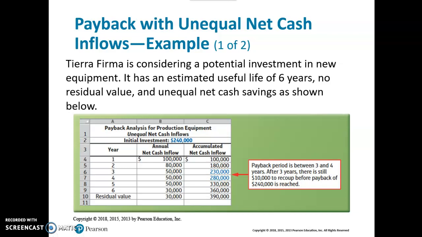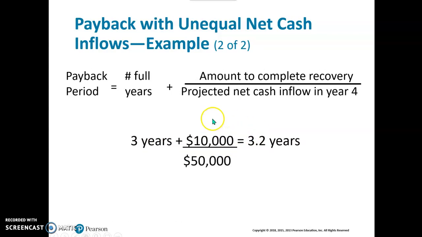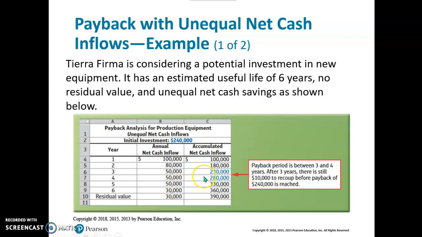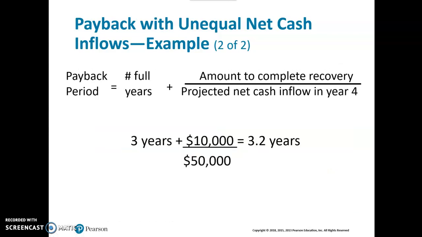Okay, so what are we going to do with that? What we're going to do is take the amount to complete recovery. We've got 3 full years, and then we've got $10,000 left, divided by $50,000 to make up. Let me go back up here. All right, so our investment is 240. We've got to 230, and then we've got another 50,000 inflow. $10,000, the amount to complete the recovery.